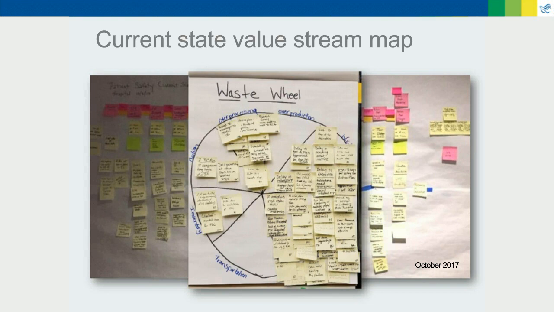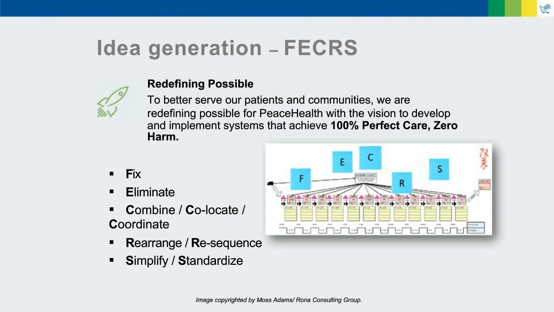The other thing that came out of the value stream is if you looked at the front part of our value stream process, we realized we could cut out multiple steps if we had an immediate response to a safety event. So we decided to redefine the possible, and we took all the steps and decided to fix our defects, eliminate unnecessary steps, combine, co-locate, and coordinate where possible, rearrange and resequence some of the things we did, and primarily simplify and standardize our process. By doing that, we came up with future state targets.